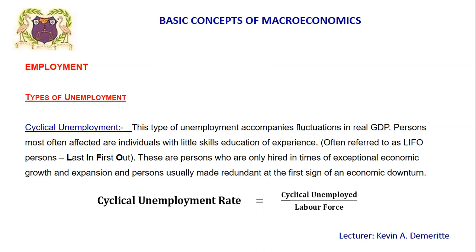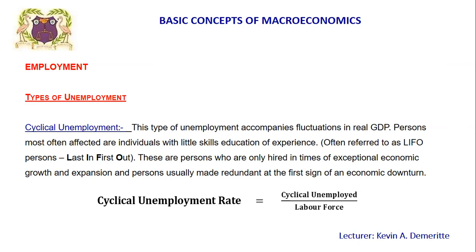It also means that the minute things slow down, these are the first people you get rid of because they really don't have a great amount of value to you. So they're the last people in, the last people you hire, but the first people you're going to let go. Last in, first out. These are persons only hired in times of exceptional economic growth and expansion, and usually made redundant at the first sign of an economic downturn. So the cyclical unemployment rate, when you have to calculate it, is cyclical unemployed divided by the labor force.